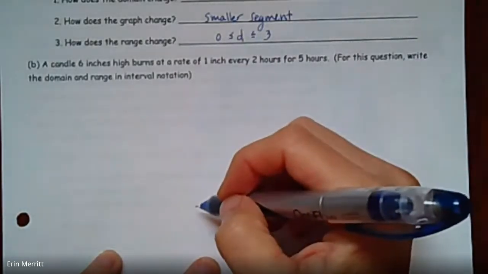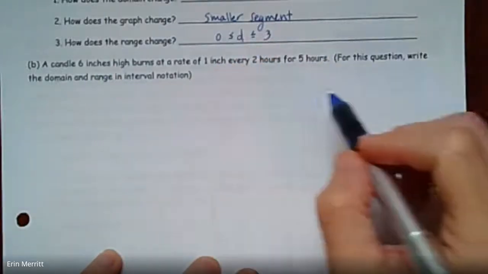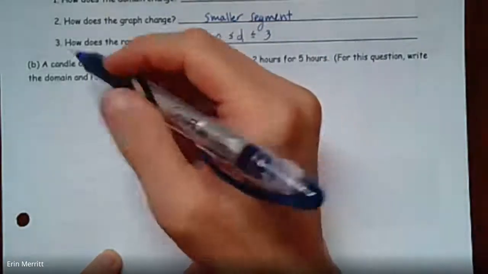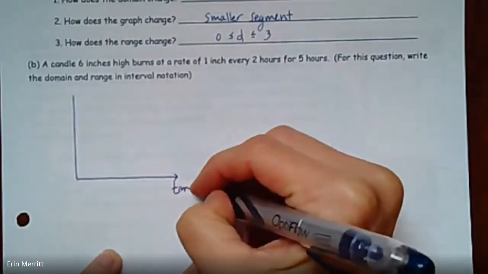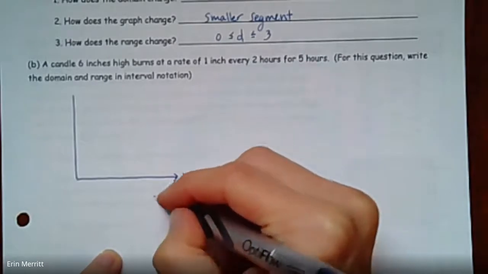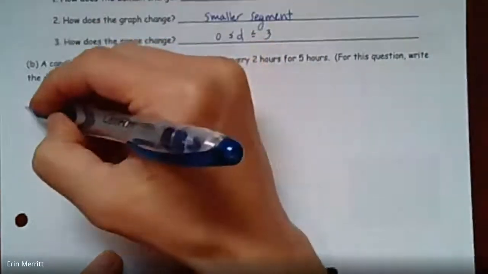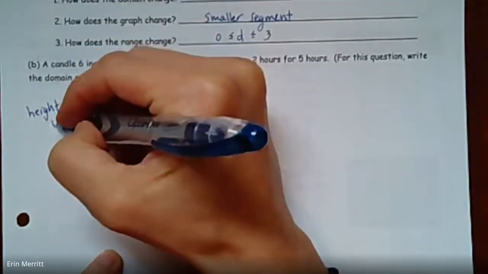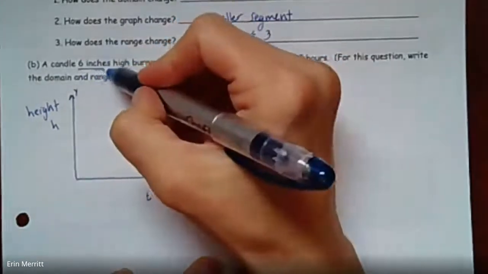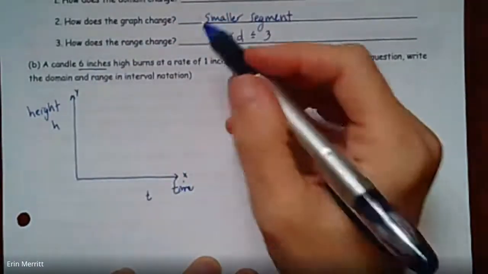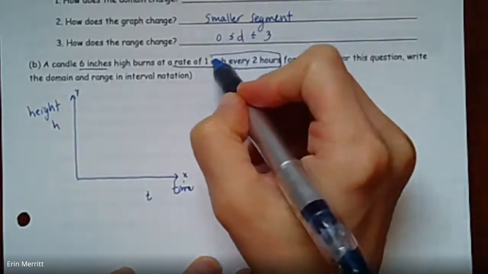So when we look at this, we're talking about the height, since it's 6 inches high, and then the amount of time. So when you sketch it over here, time is our independent variable. Right? So it's always our X, but we can call it T in this case. And then our Y, that's going to be the height of the candle, and we can call that H. All right. So it's 6 inches and it burns at a rate of 1 inch every 2 hours. So you're actually given the rate here.